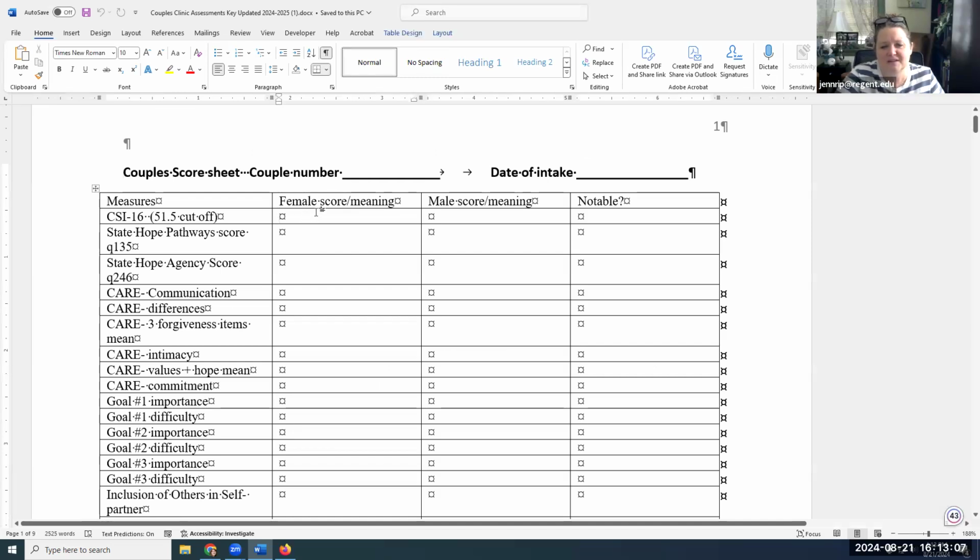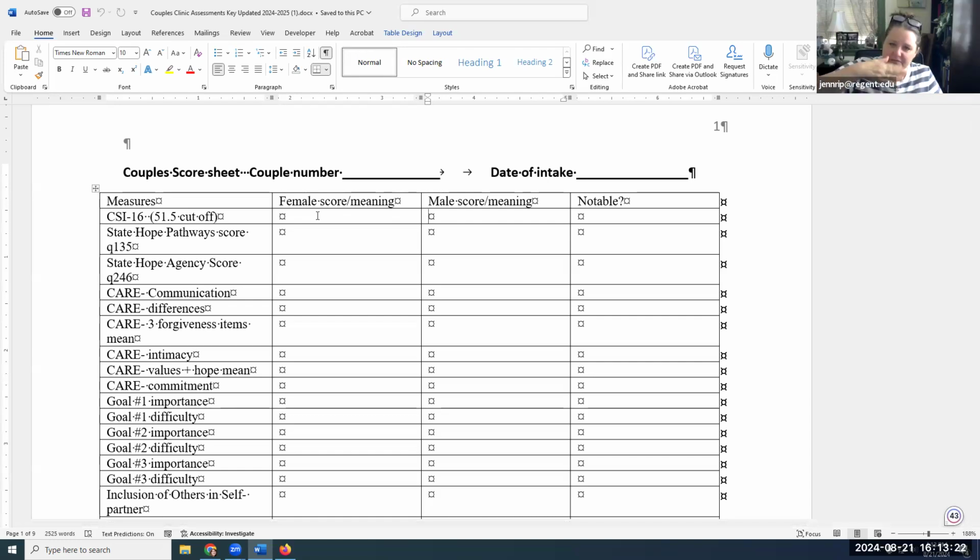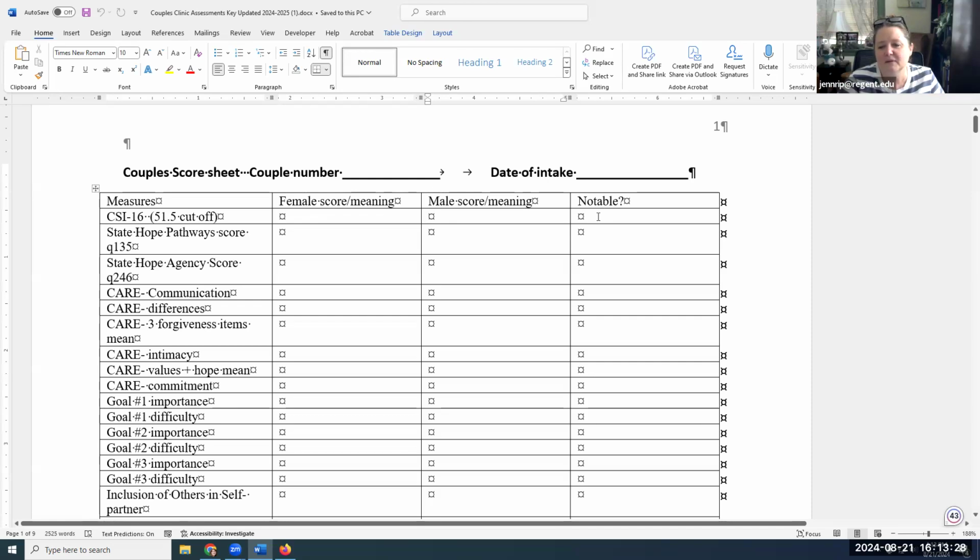You're going to have to hand do these, right? But you can go in and put in the female and the male score, and 51.5 is the cutoff. So below that would be considered clinical. But of course, there's a softness to this, right? It's not like a hard truth. So make sure you get that down. And what I like to do when I see couples is just put down, is that notable? Like, really, really unhappy female or something, right? Or, well, they both seem very happy.